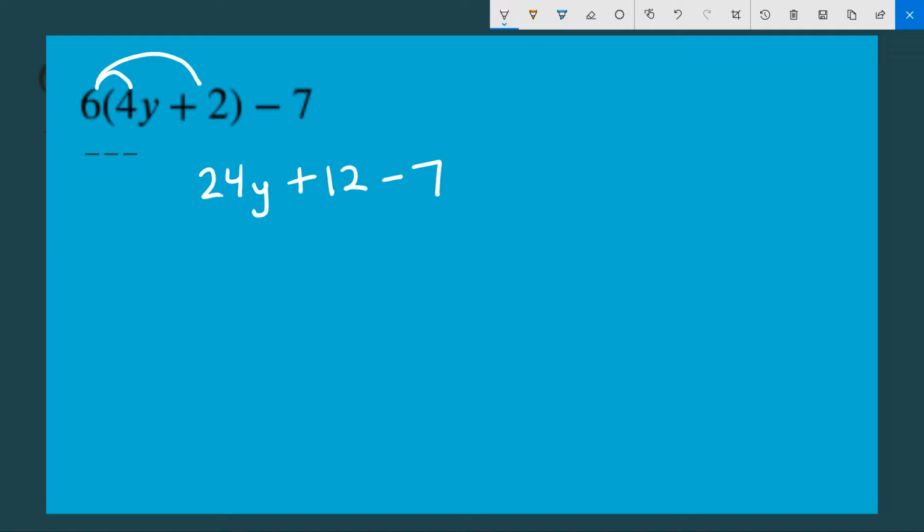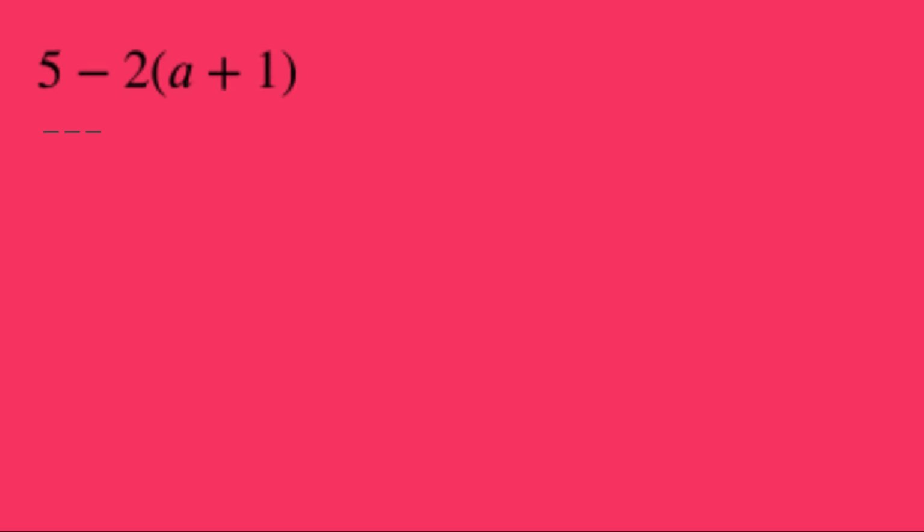Then from here, we just make sure all like terms are combined. So we have these two constants, plus 12 and minus 7. So we still have 24y, nothing to combine with it, but we can do 12 minus 7 is 5, which is the positive 5, and we're done. Simplified everything. Let's go to the next example.